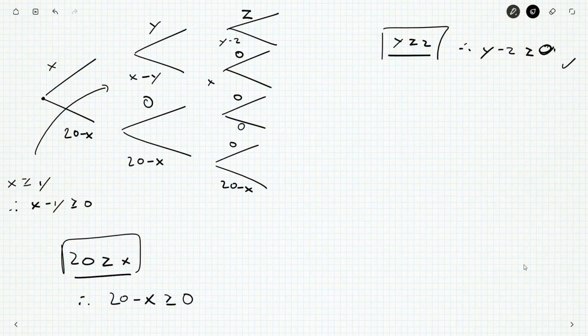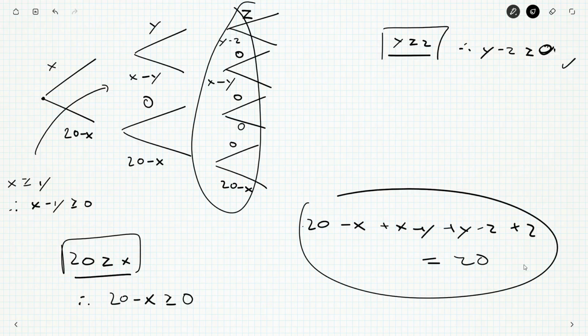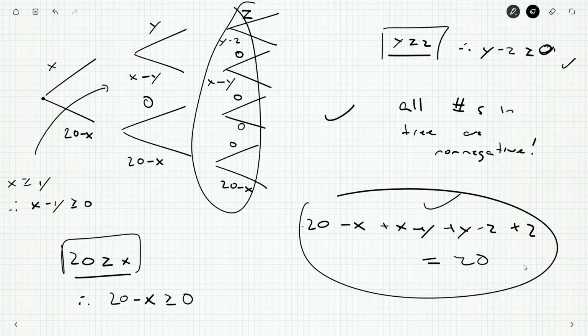And then what will we have here? We'll have X minus Y here. And then this column does indeed add up to 20. 20 minus X plus X minus Y plus Y minus Z plus Z is in fact 20. Great. But more importantly, all these numbers are non-negative. So this does work. All numbers in the tree are non-negative. So this is a valid tree.